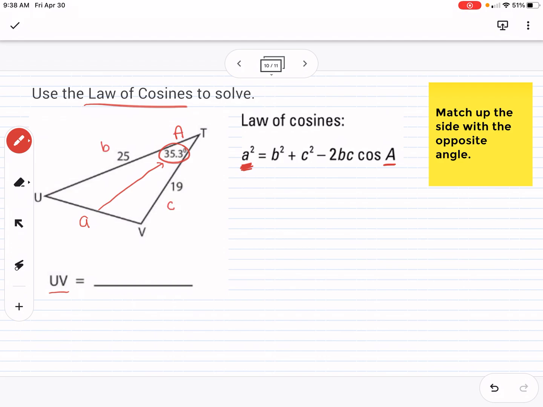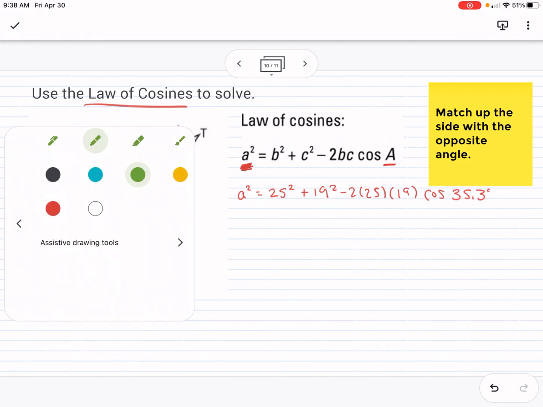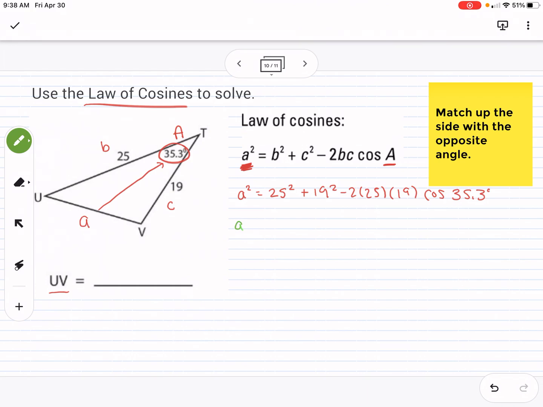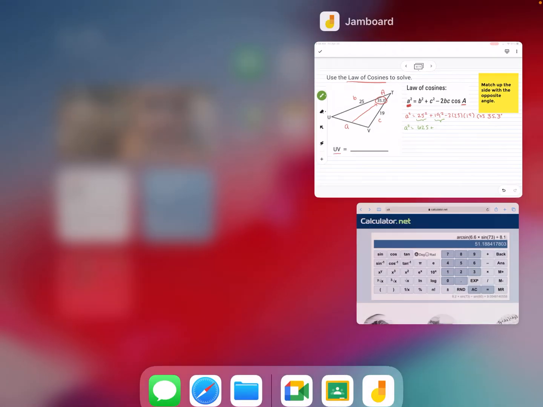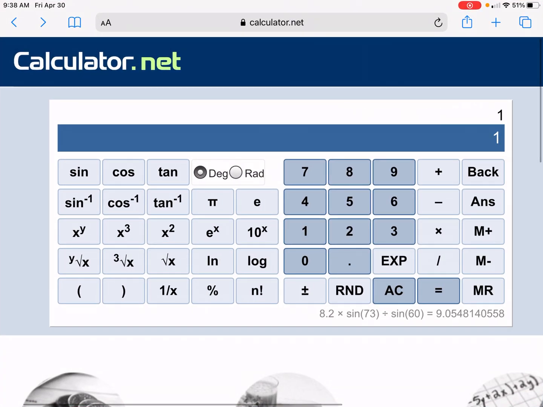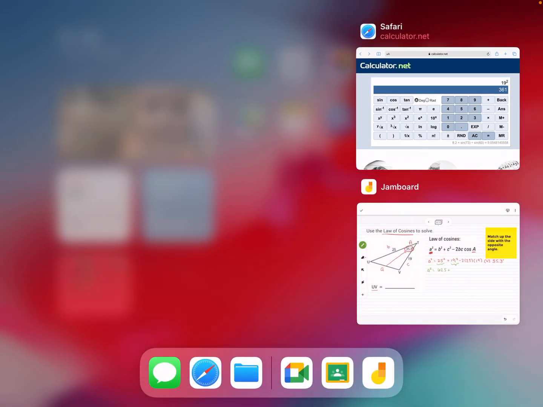B and C can be the other sides. So I'm going to start plugging in. So 25 squared plus 19 squared minus 2 times 25 times 19 times cos. And here our angle was 35.3 degrees. So I'm going to start plugging these in step by step. 25 squared is 625. 19 squared is 361.